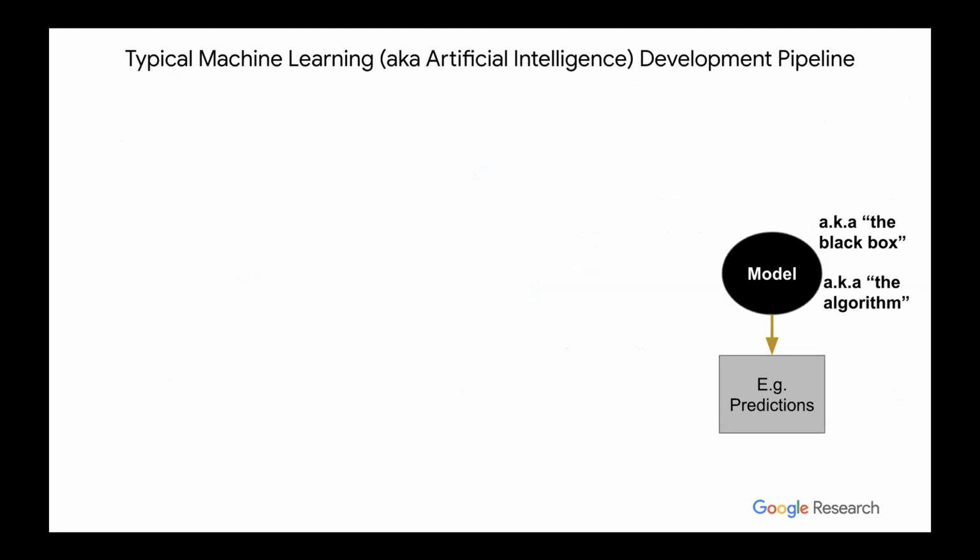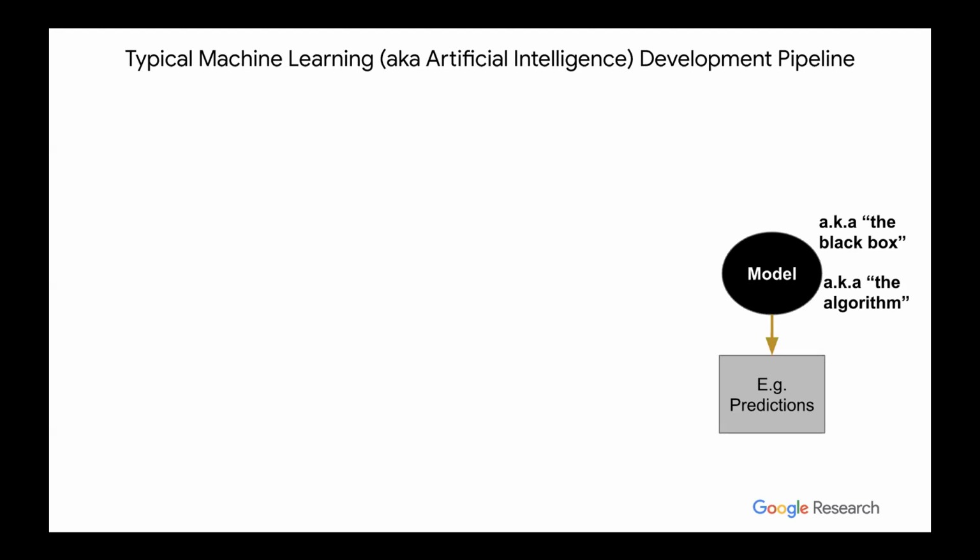Now, I want to spend a little time getting us on the same page with respect to machine learning and how it's produced. So I'm going to walk through a basic machine learning development pipeline. All these pipelines are designed to deliver one key thing, and that's a model that can perform tasks like predictions or make decisions. Now, these models have multiple names. They're also called the algorithm. People also call them the black box. And they call it the black box because oftentimes we don't understand how this model makes its decisions.